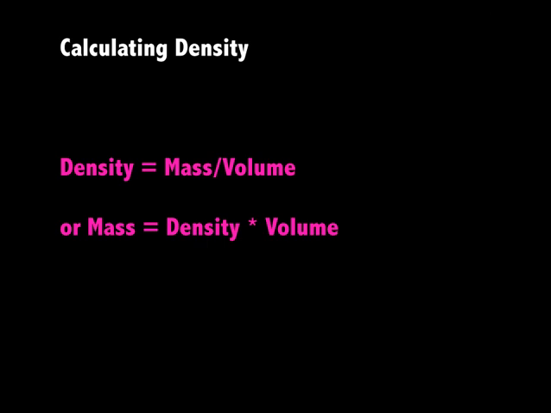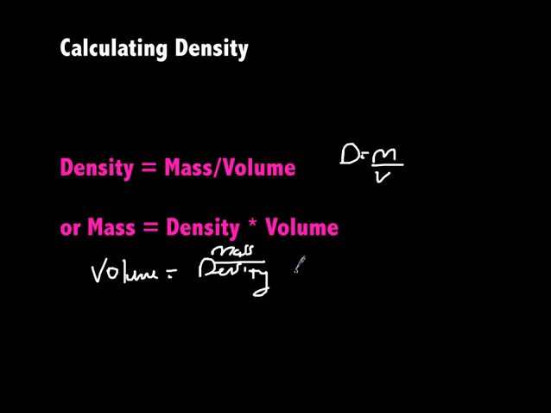Calculating density. This is probably an equation that you've used before. So just a recap, density is mass divided by volume. If you were to rearrange this equation algebraically, you could get mass equals density times volume, and the final one is volume equals mass divided by density. Okay, so those are the three versions of the same one. As long as you know this one, you can rearrange algebraically to get the other two.